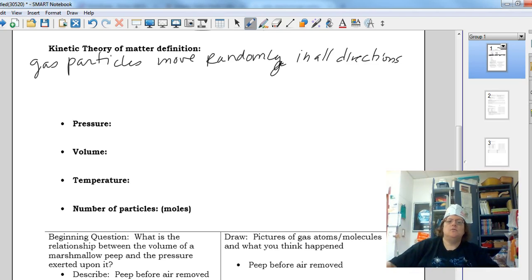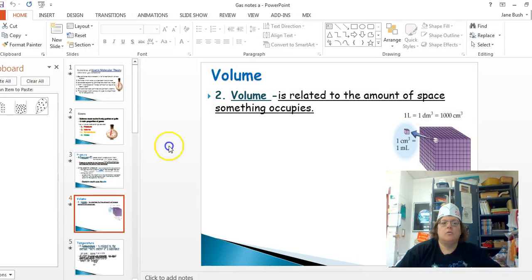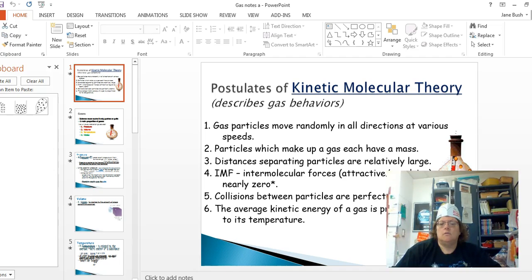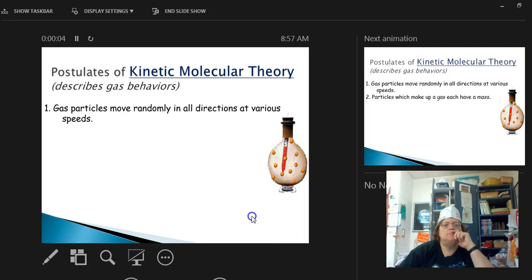So we're going to put these in here, but rather than me try to write, I'm going to give them to you in PowerPoint form. Okay? So you've got gas particles move randomly in all directions at various speeds.